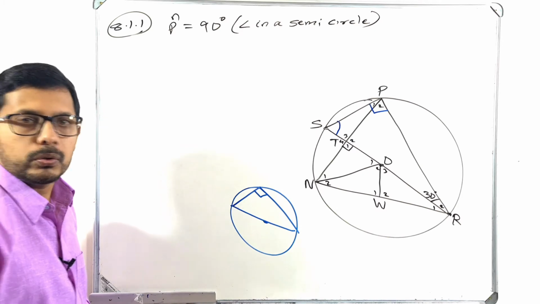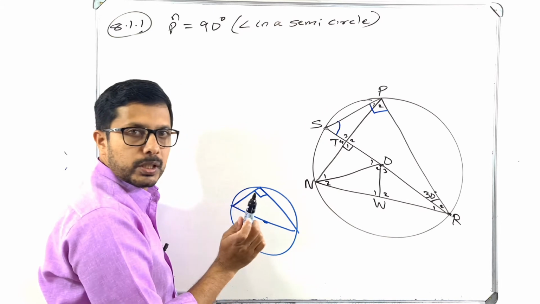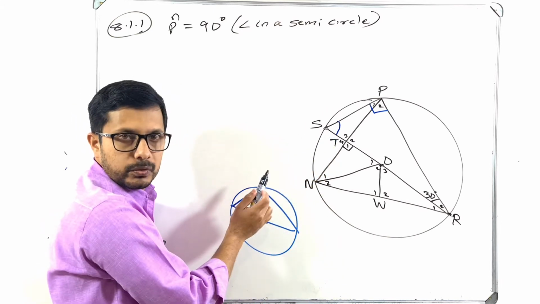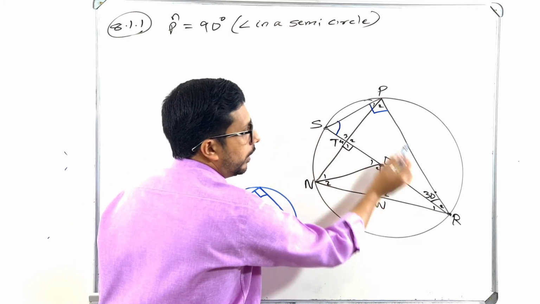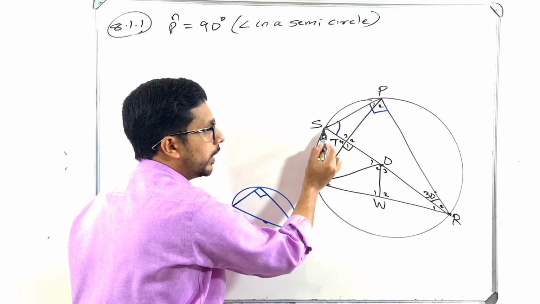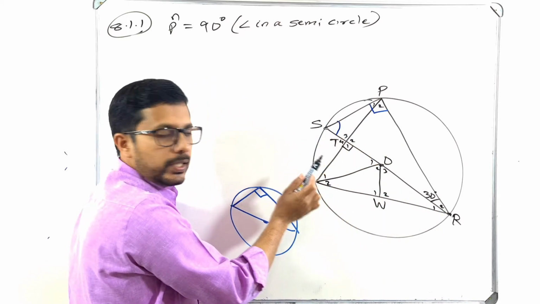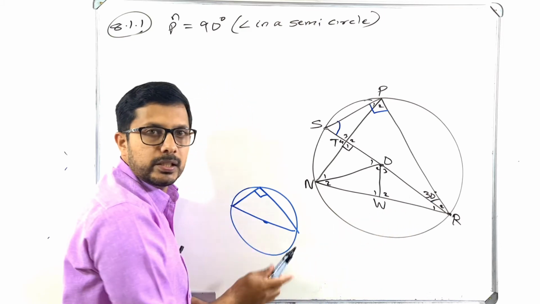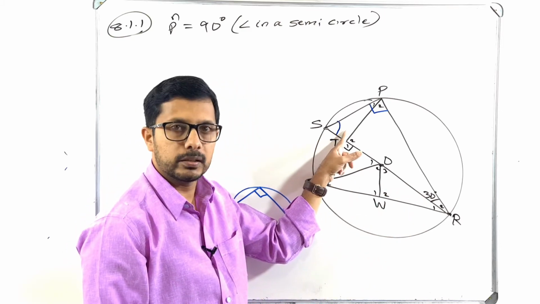Okay, now look at this triangle PSR. What is our question? We have to find angle S. Am I right? Okay. So look at the triangle PSR. In this triangle, this angle is 90 degrees and this angle is 30 degrees. It is given that this angle is 30 degrees. So how can you find this angle?